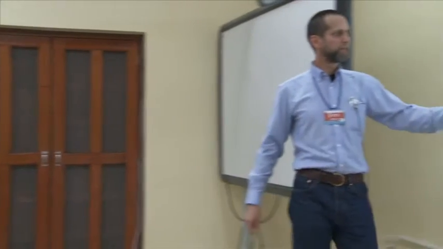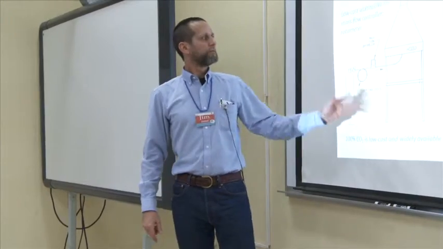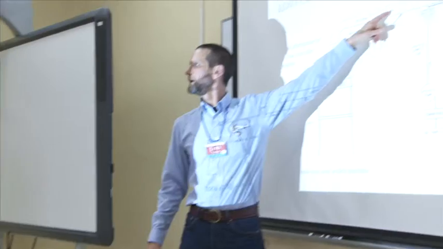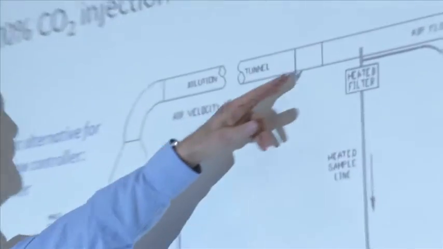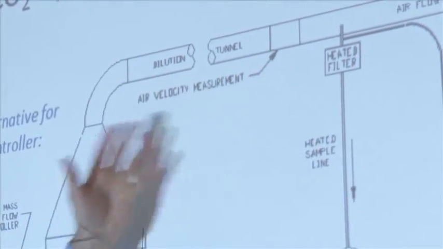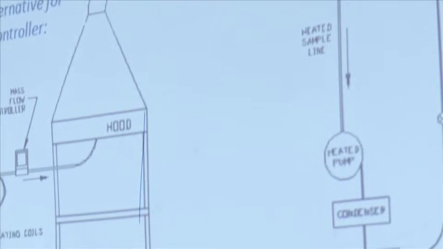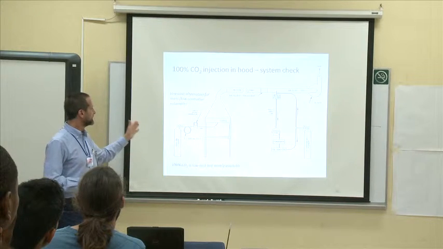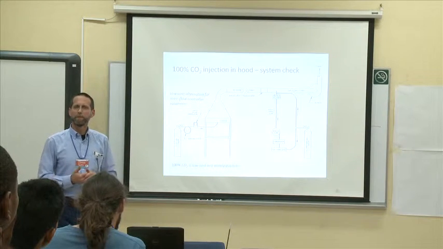Now, when you do this check, you still will need to check your carbon monoxide sensor. You still have to check the calibration on that separately. But this tests the whole system. It doesn't just test your analyzer. If this was not 6,700, then that means that your air velocity measurement could be off. Anything could be off. All of those things that we talked about before that could throw your measurement off, any of those things could cause your measurement to be off.